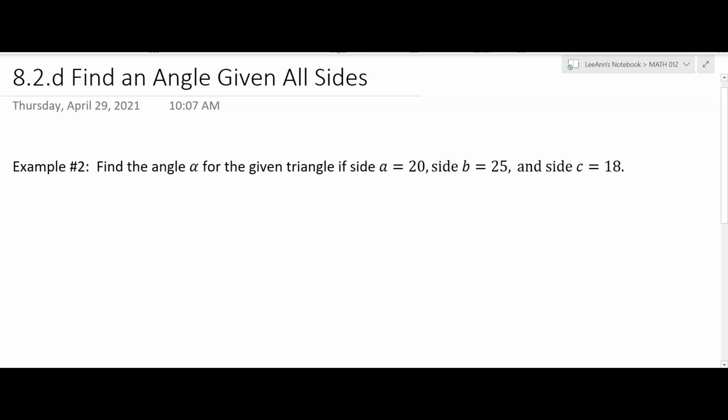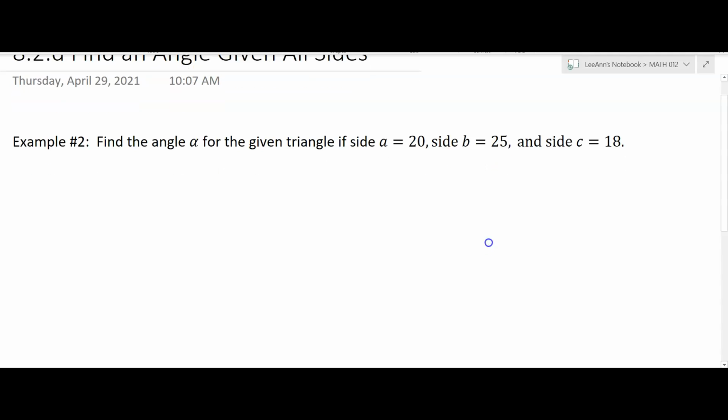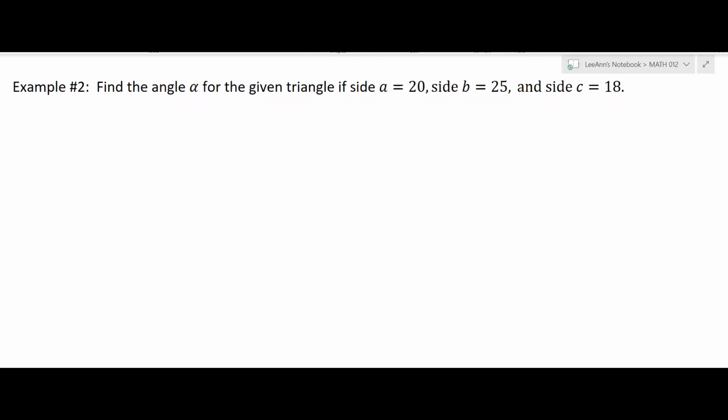So it says find an angle given all sides. Okay, so they tell us find the angle alpha for the given triangle if the side A is 20, B is 25, and C is 18. You have to draw your own triangle.